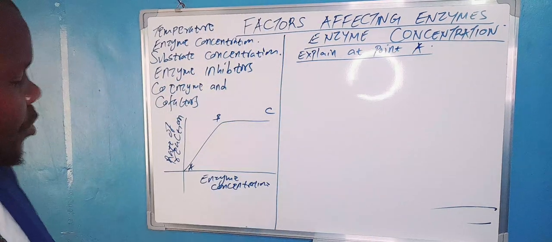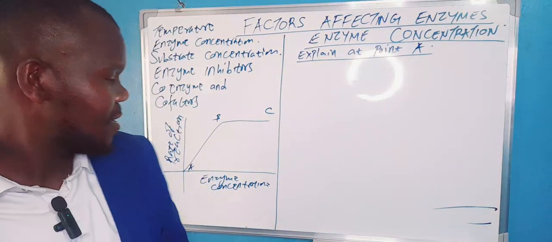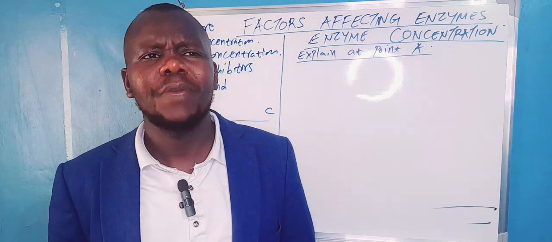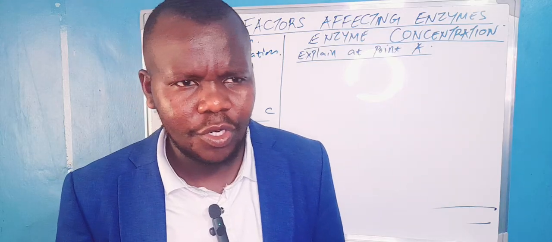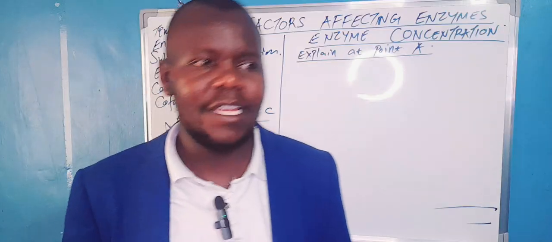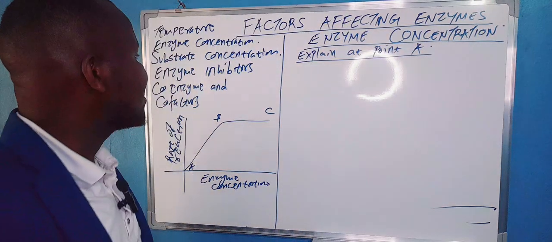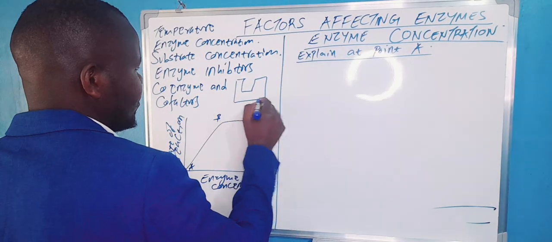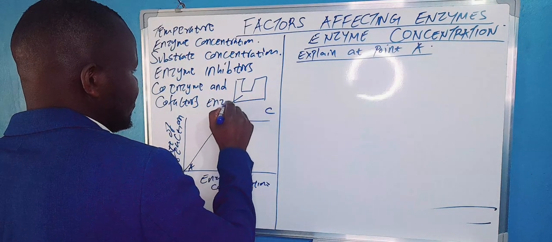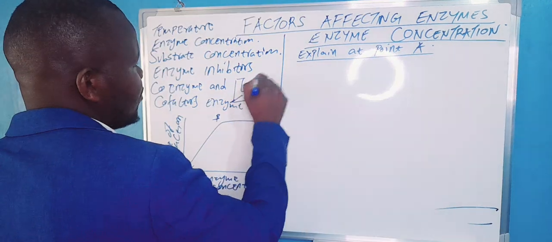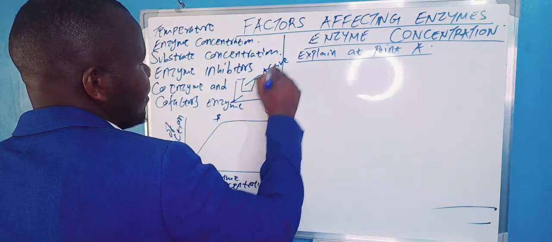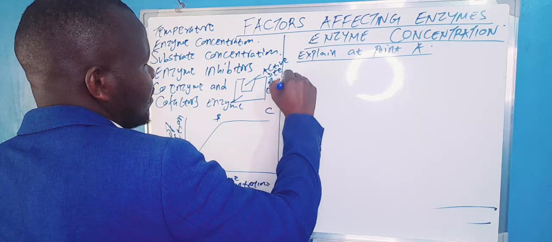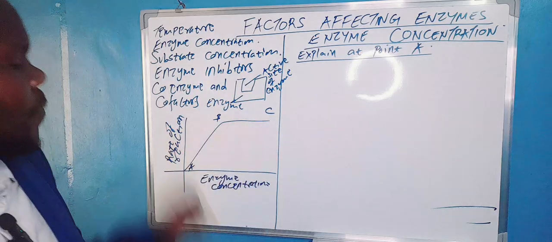When you check this point A, the enzyme concentration is low. What do we mean when we are speaking about enzyme concentration? We are speaking about the active sites of the enzymes. So let's say this one is our enzyme, and this one is the active site of the enzyme.